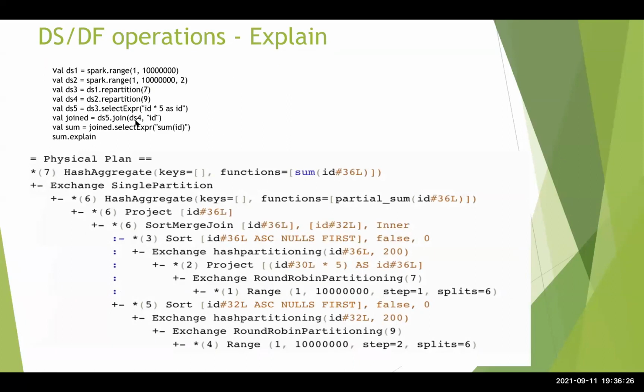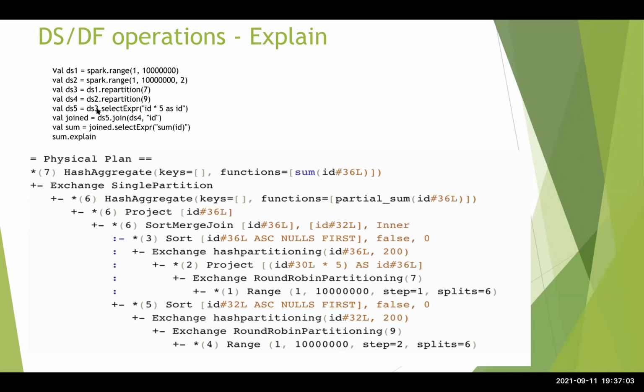So let's say this is something I copied from the internet from somewhere. This is just to mimic situations where we can see at least a proper plan. So what I do is I create a data set or data frame from 1 to whatever number of digits are there. There's another data frame from 1 to these digits with 2 partitions. Then data set 1 is getting repartitioned into 7 partitions. This data set 2 is getting repartitioned into 9 partitions.